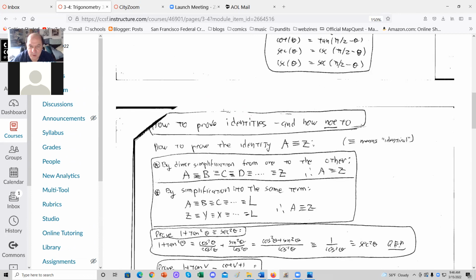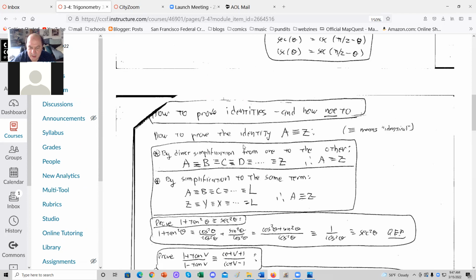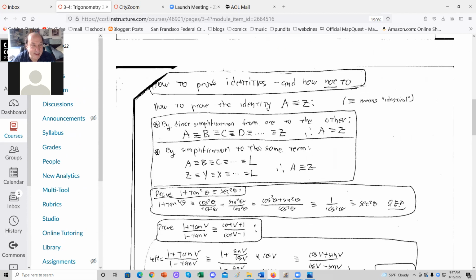Here's how it works. One way to prove an identity, to prove A is identical to Z: you start by directly simplifying A, and after a number of simplification steps, you wind up with the other. A is identical to B is identical to C all the way down to Z. So therefore A is identical to Z. That's the simplest way. You start with one and simplify it down to the other by using the trig identities. A little bit more common, a little easier, is you take both A and Z and simplify them both down to the same thing. Therefore, A is identical to Z.